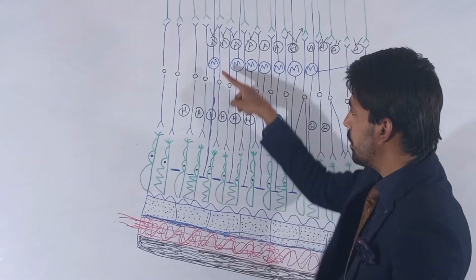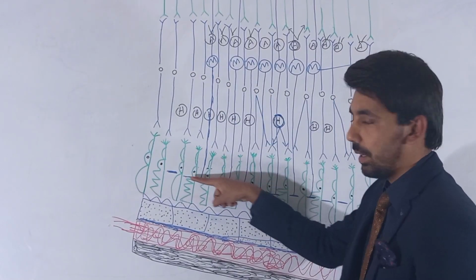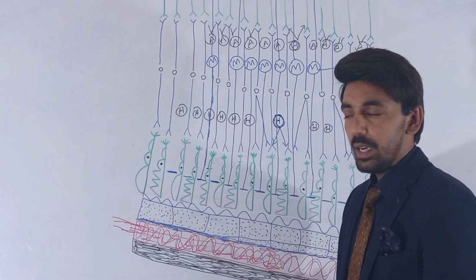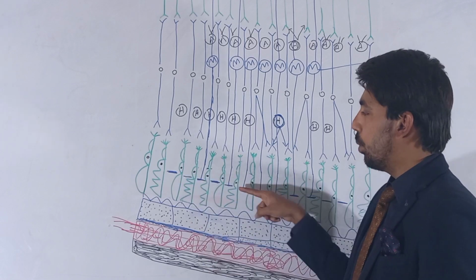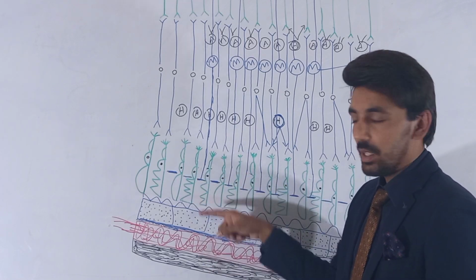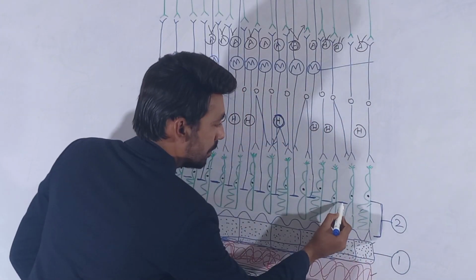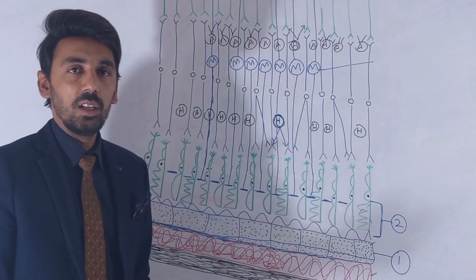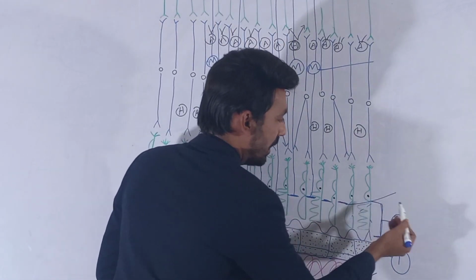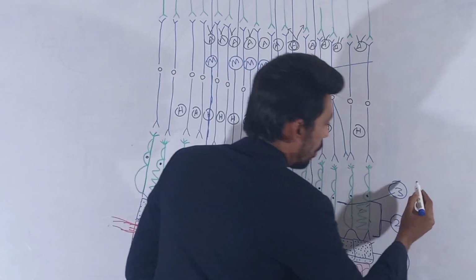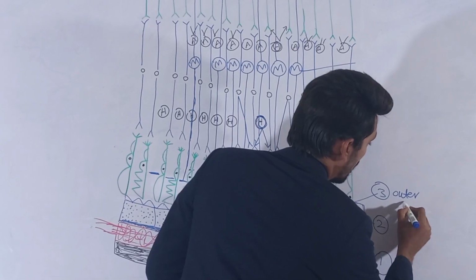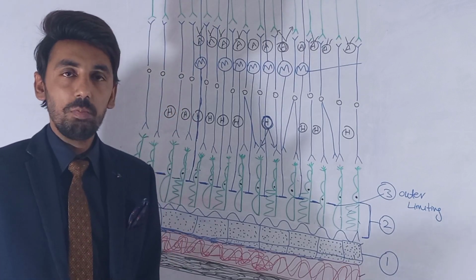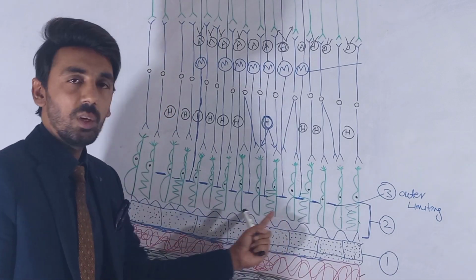And as you can see, these Muller cells are making a new layer over here in the region of the photoreceptor cells. This layer, which is made by the outer portion of the Muller cells, is what I'm talking about. So this layer is the third layer of the retina, and it is called the outer limiting membrane, which is made by the outer portion of the Muller cells.